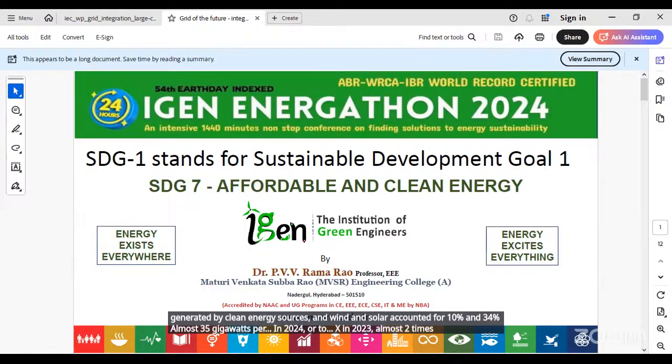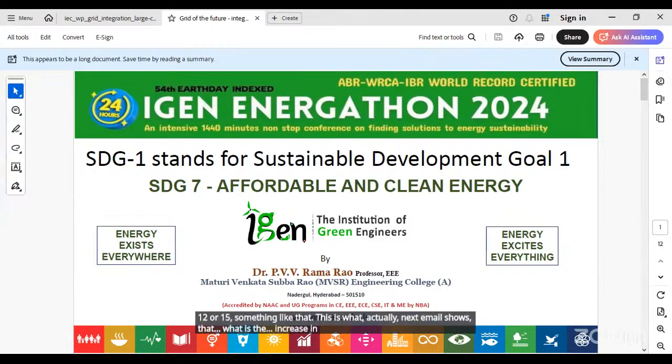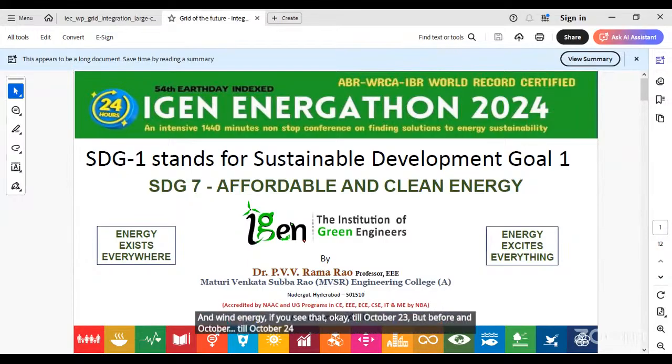See, up till 2023 it was 12 or 15, something like that. This is what the next image shows, the surge in our solar energy, an increase of almost 27.9%. In 2023 we had 72 gigawatts, and till October 2024, 92.12 gigawatts. And wind energy, if you see, till October 2023 it was 44, and till October 2024, 47.7. But overall the increase is almost 30%.